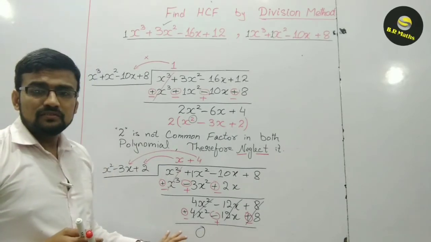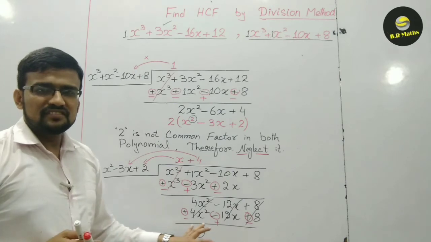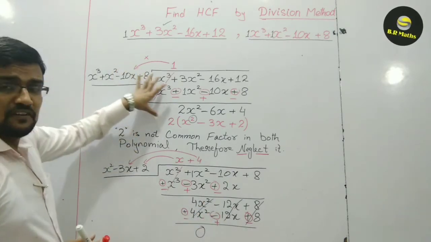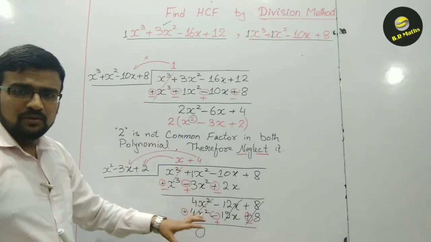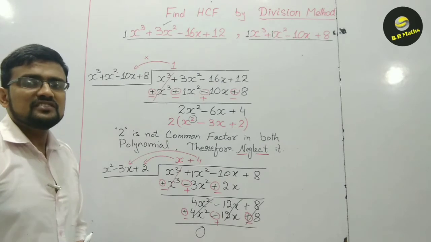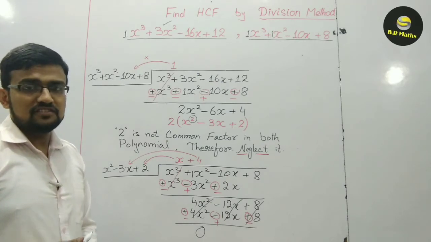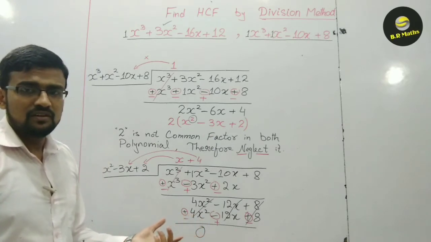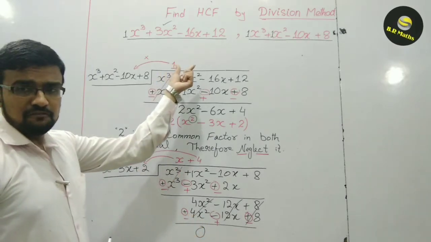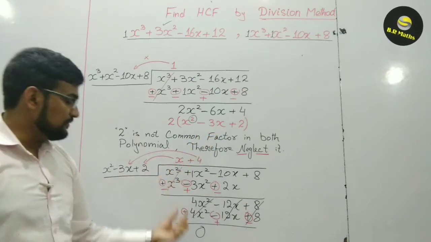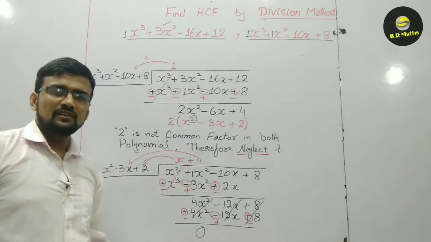So students, what is the result of this one? This first step, this second step, but where is my result? Where is the HCF? This is the most important point. Where is the HCF? This one is the HCF. This one is the HCF. x plus 4 is the HCF, or the 0 is the HCF.